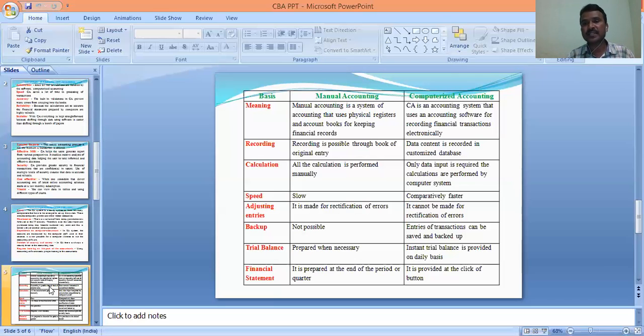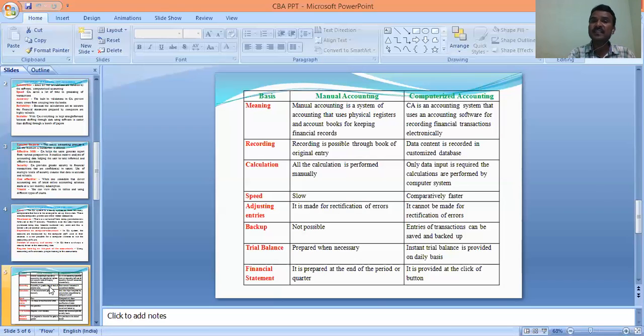But in the case of the computerized accounting system, the accountant's duty is to enter the transactions, whatever inputs are required. The remaining required calculations are performed by the computer system only. Whatever calculation is needed, when we give the instruction, for example that we need the sales ledger, then automatically the sales ledger, opening balance and closing balance are calculated by the computer itself.